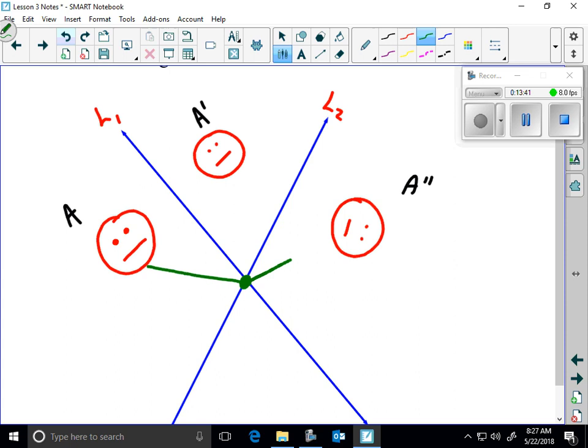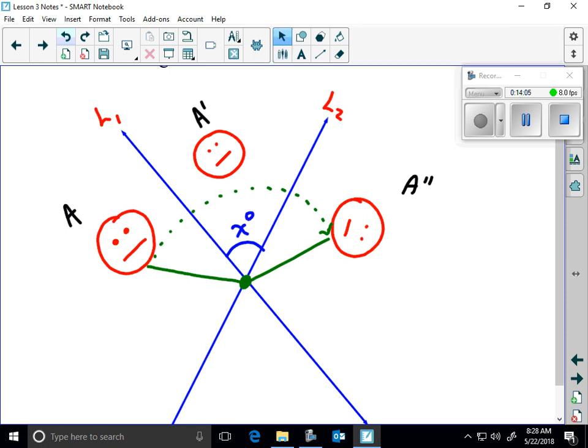If I took that and I rotated it from there to there, a double reflection over intersecting lines is the same as a rotation. But what would the angle of rotation be? Well, in this case, it's the same. It's a double rule. Whatever this angle is, this angle will be double that.